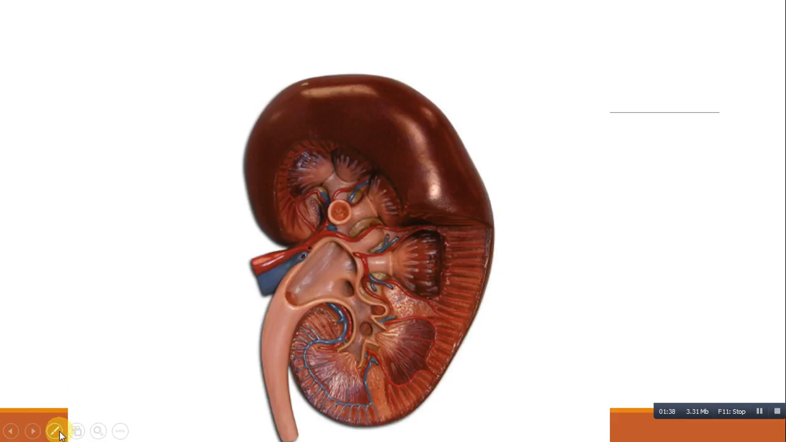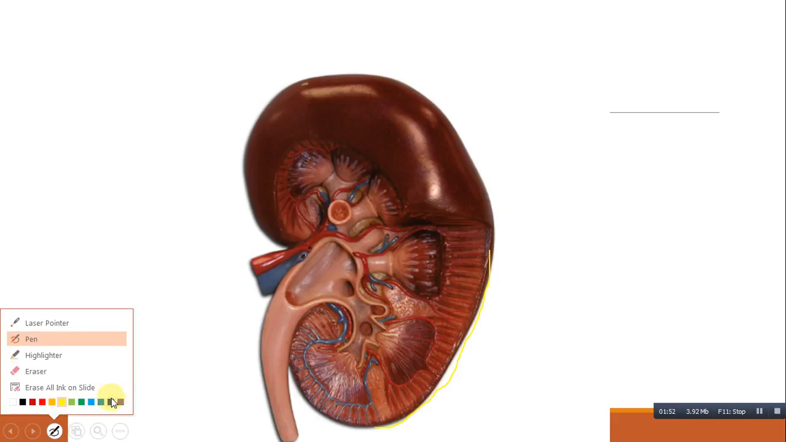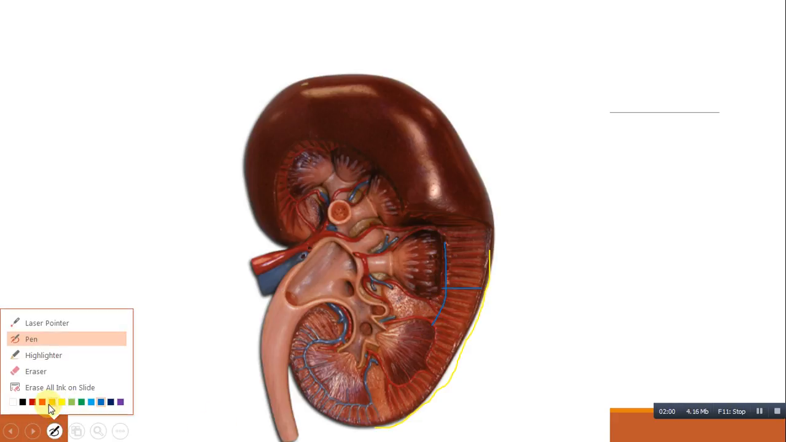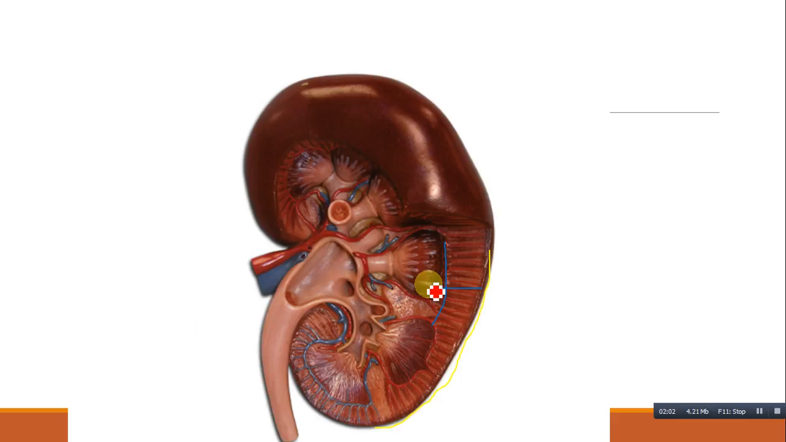I don't want to draw on this just yet. Actually, I might just draw it to show you. I'll draw the renal capsule in yellow. I won't draw all the way, but you get the idea. The renal capsule is the outside. Then I'll draw the renal cortex in blue, from here up to about here. Then I'll draw the renal medulla in red, pretty much from the renal cortex all the way down. So that's the renal medulla.